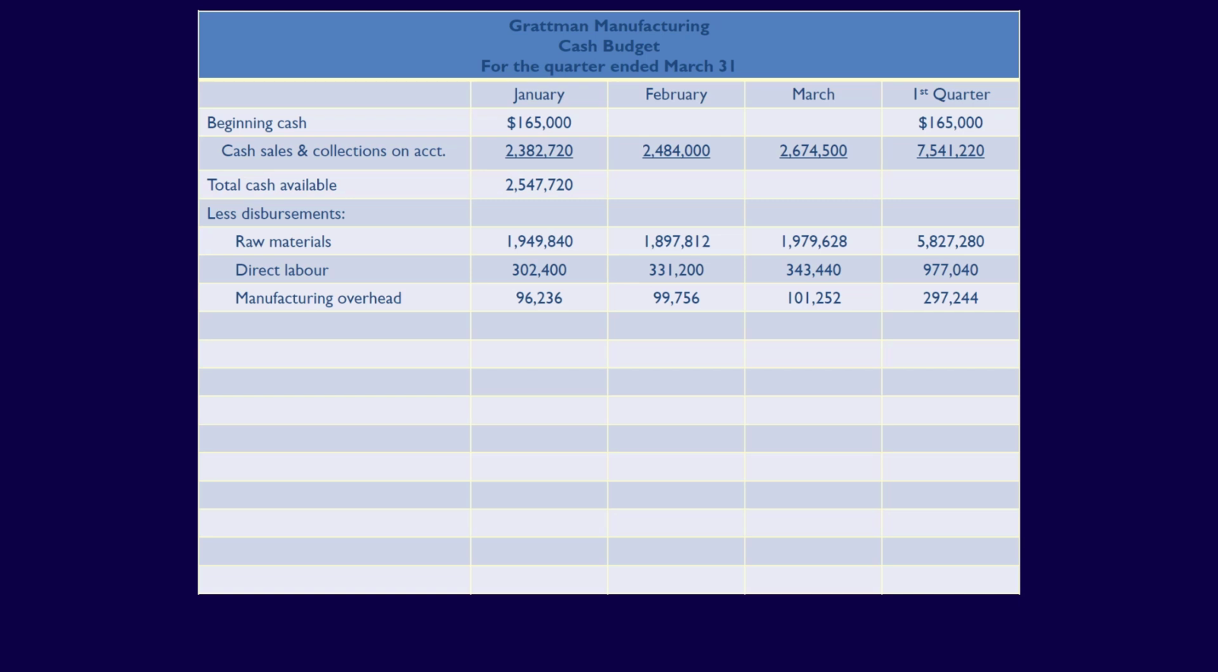We can now take all of these cash payments for manufacturing overhead and we can transfer them into our cash budget. Our manufacturing overhead payments are $96,236 for January, $99,756 for February, $101,252 for March, and $297,244 for the first quarter. We can now move on to the next cash disbursement, which is selling and administrative expenses.